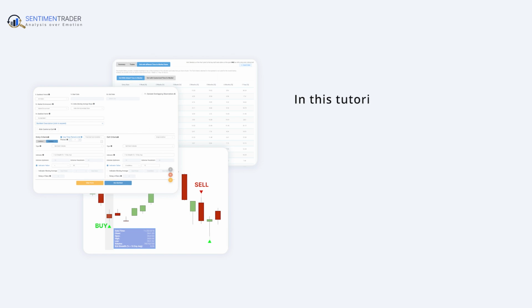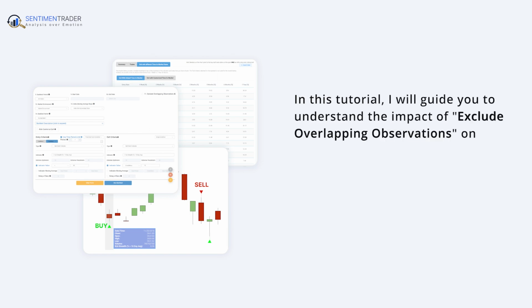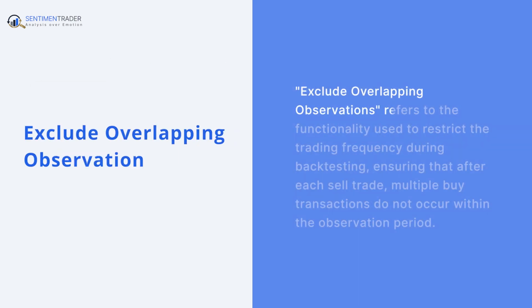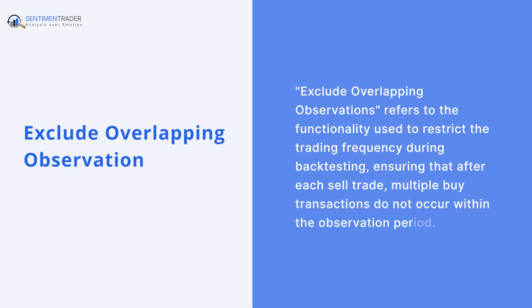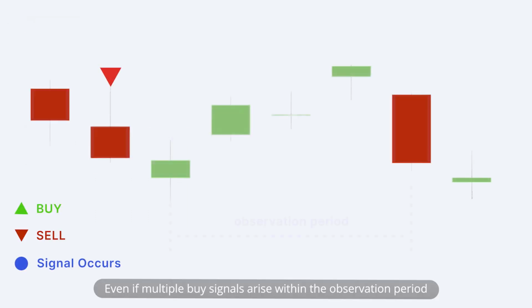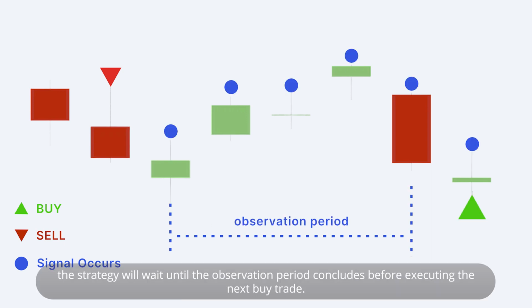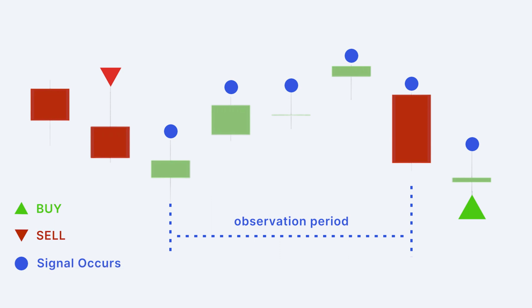In this tutorial, I will guide you to understand the impact of exclude overlapping observations on backtesting results. Exclude overlapping observations refers to the functionality used to restrict the trading frequency during backtesting, ensuring that after each sell trade, multiple buy transactions do not occur within the observation period. Even if multiple buy signals arise within the observation period, the strategy will wait until the observation period concludes before executing the next buy trade.